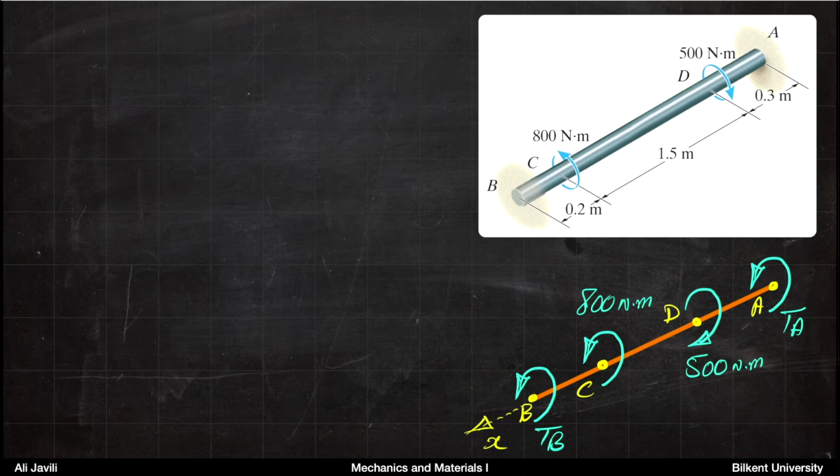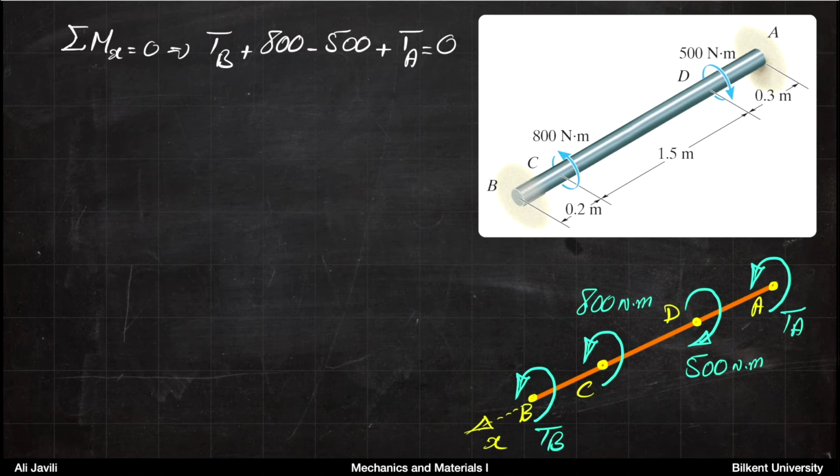Based on that, we draw the torques. The external torques, 800 and 500, are here. And again, for the convention we have, this is like a plus 800, this is like a minus 500, because this one is now clockwise and this is counterclockwise. We draw TB and TA as if they are plus, so they would follow a counterclockwise direction. Once we have this free body diagram, we write the equilibrium equation for that.